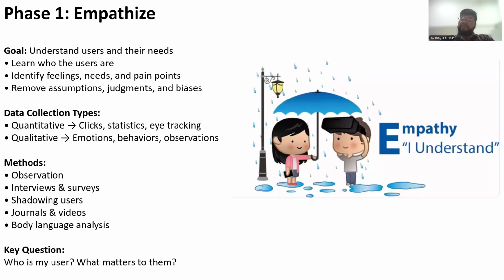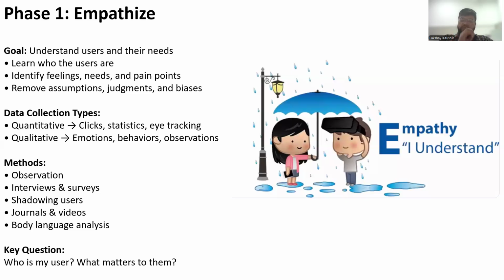The next one is journals and videos. Journals and videos means whatever we are learning, we put into our documentation, or into videos, like I am sharing my thoughts in my videos. Understood? The last one is body language analysis. Body language analysis is observing exactly how the person behaves, and putting yourself into their thinking.